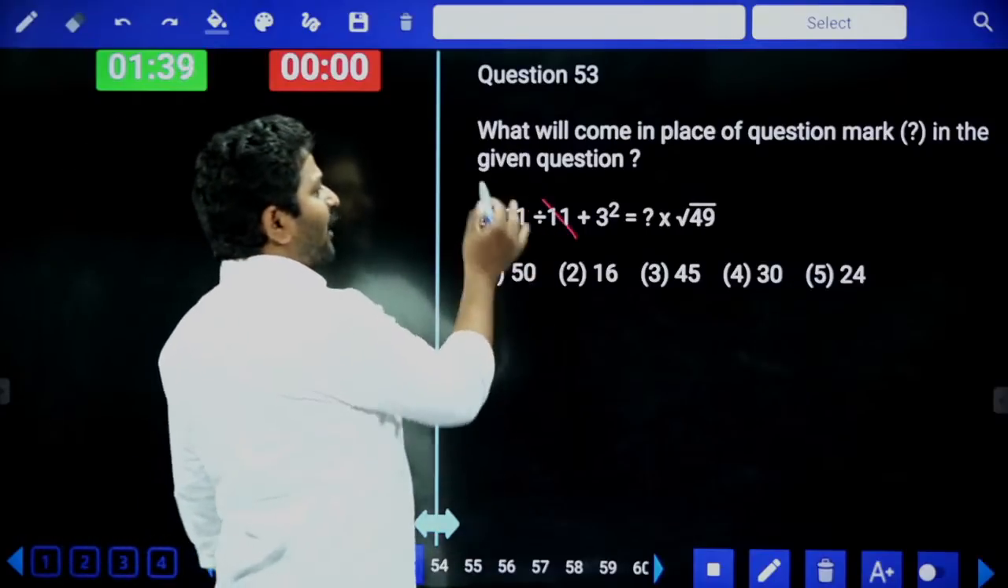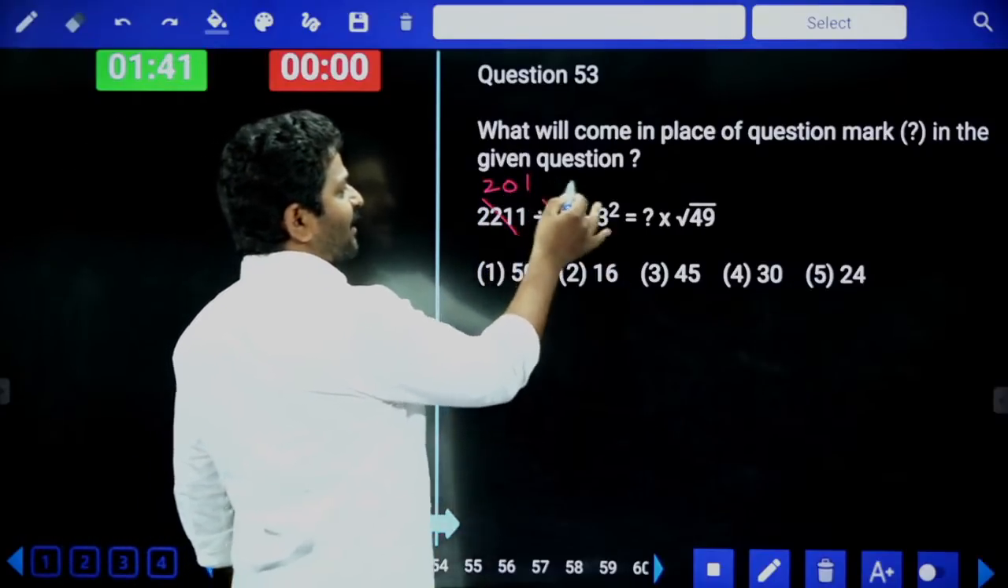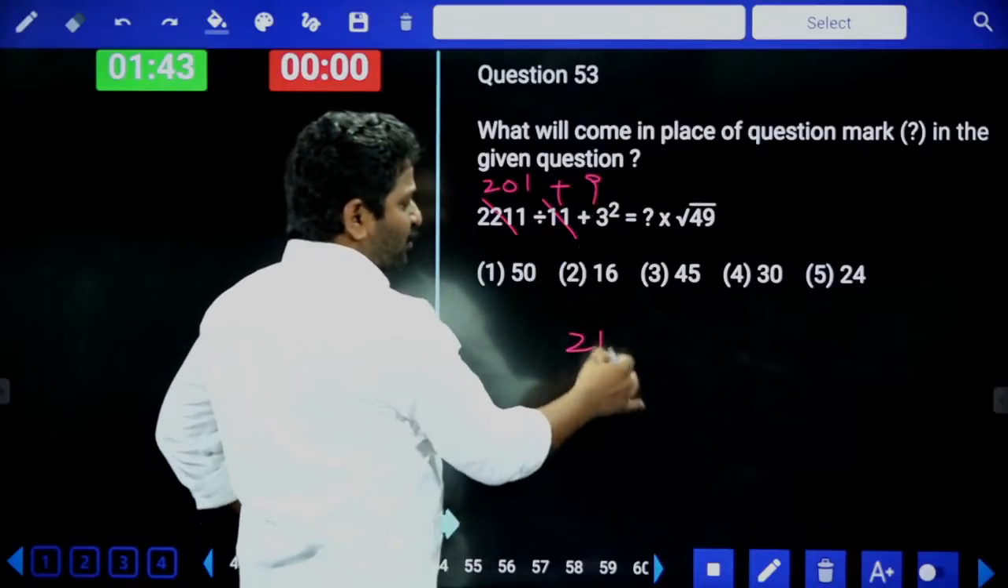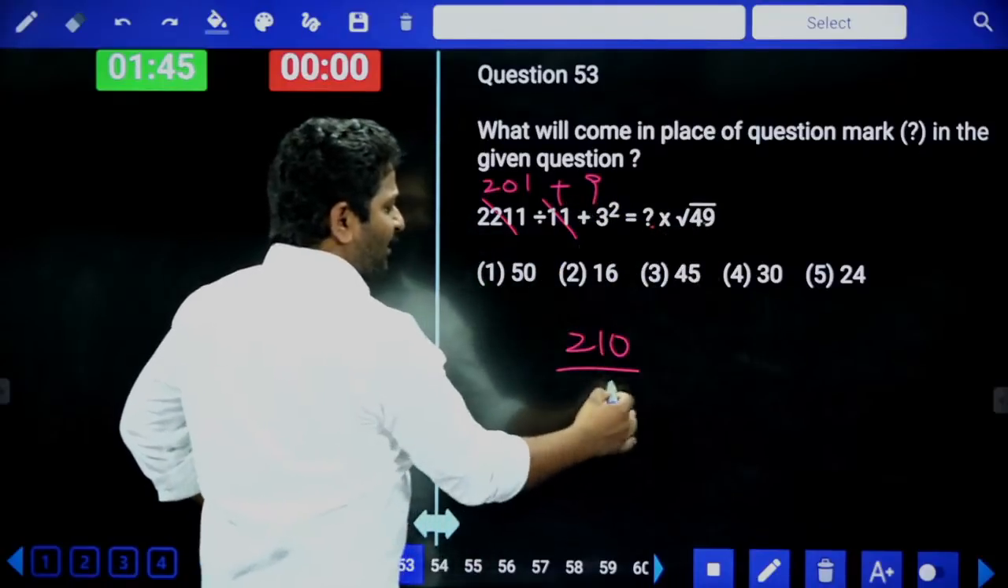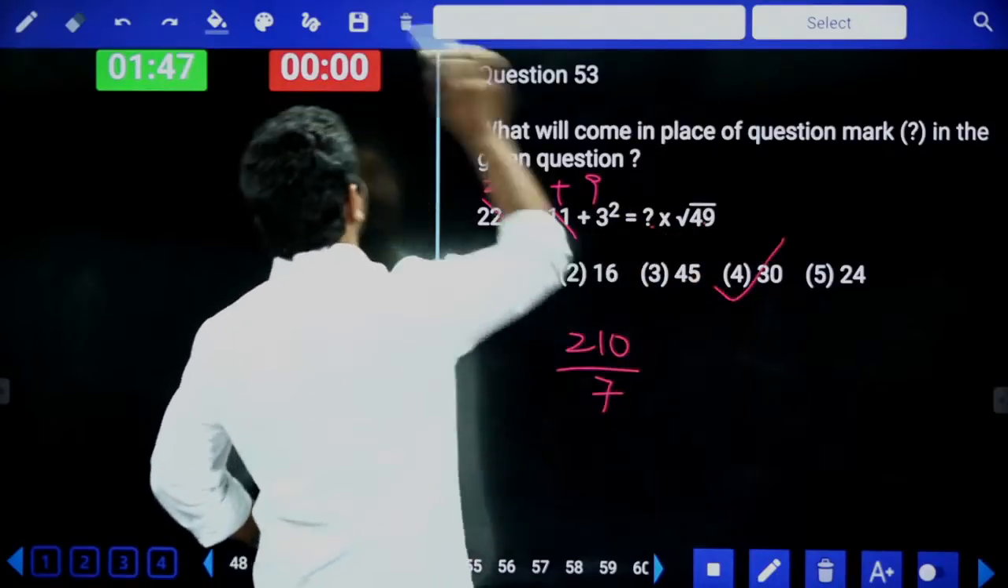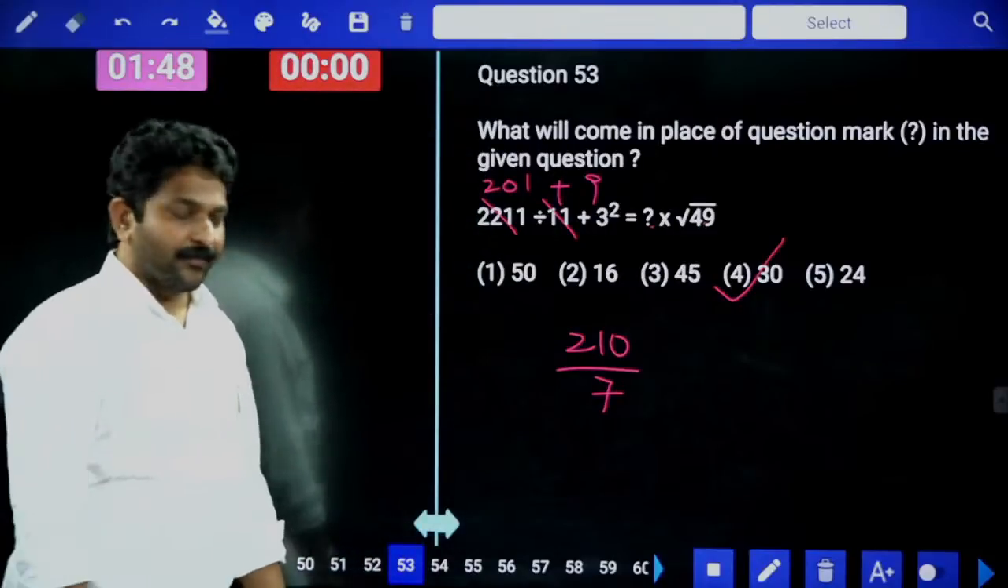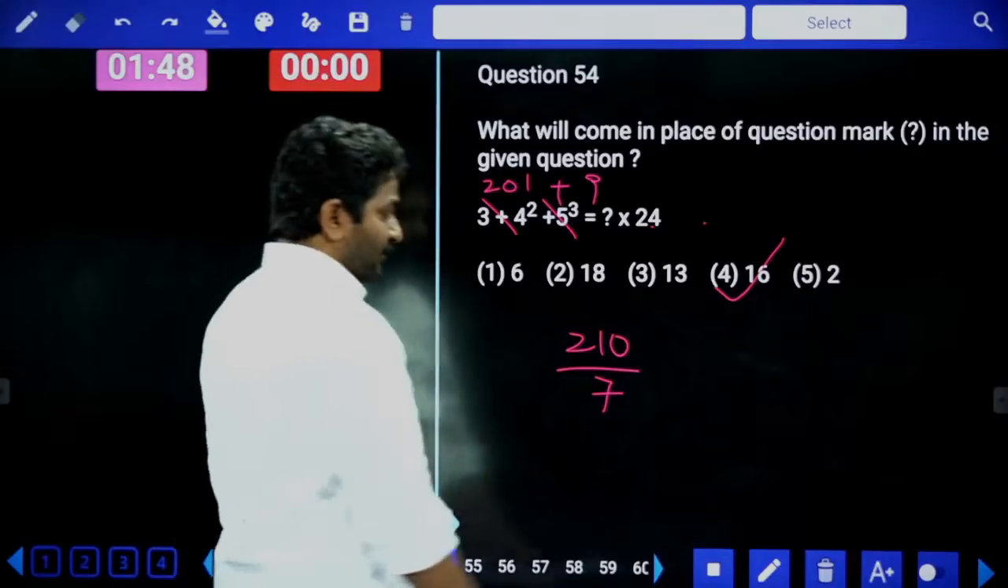Yes, 11 2 times 0 time 1 time plus 3 square in the sense that is 9, which is 210. This value is 7. 7 comes to left hand side. Answer becomes 30. Fourth option, final answer. Next.